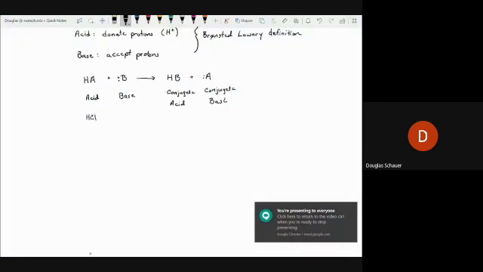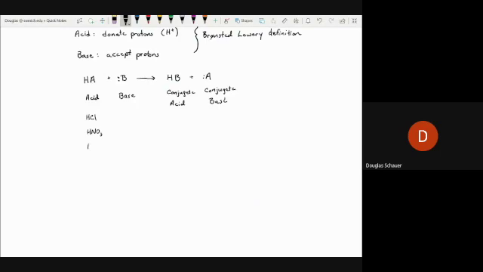Okay, or maybe HNO3 or H2SO4. Our base could be things like hydroxide or ammonia. And there's other possibilities out there, but we're not going to get into all of them right now.